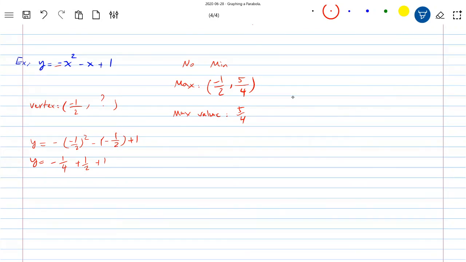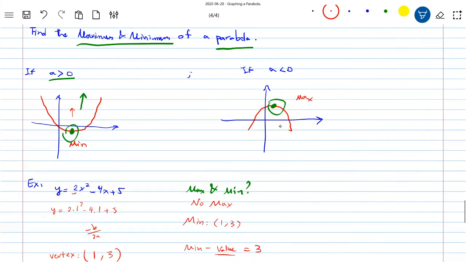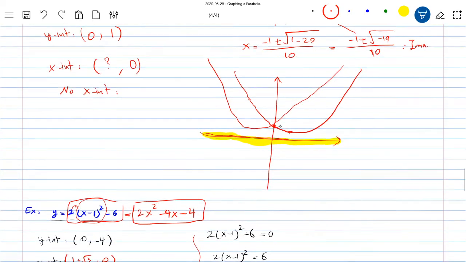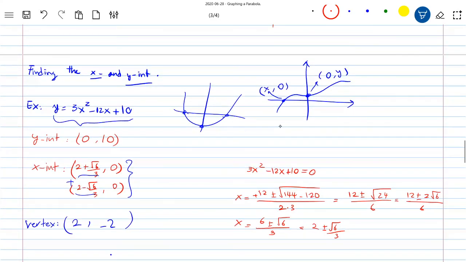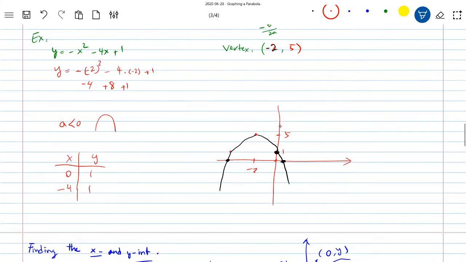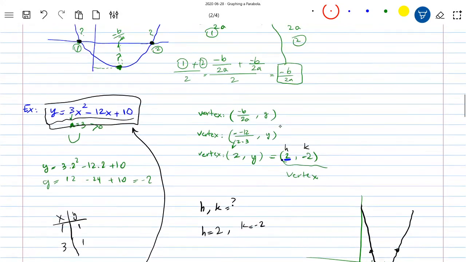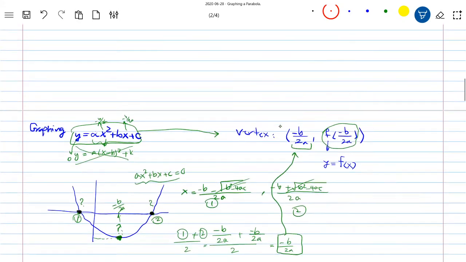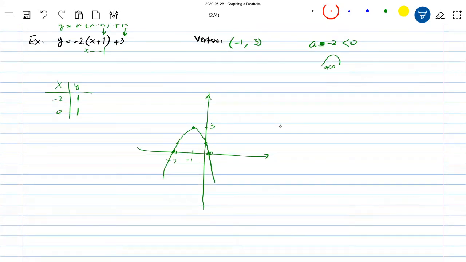I hope it's clear enough. It's just about graphing and figuring out the vertex point. The vertex point is very critical to graph parabolas. If you know the x-intercept and y-intercept, it makes the graph much easier to plot. But there is nothing new. Most of these topics we've already discussed. So I'm going to stop here.